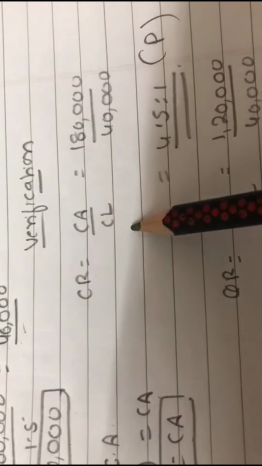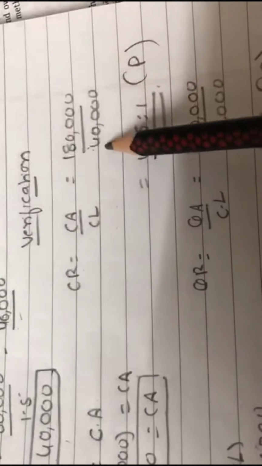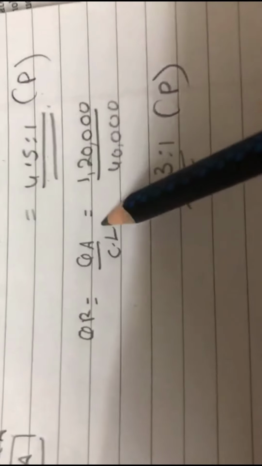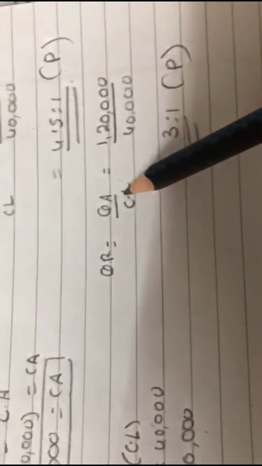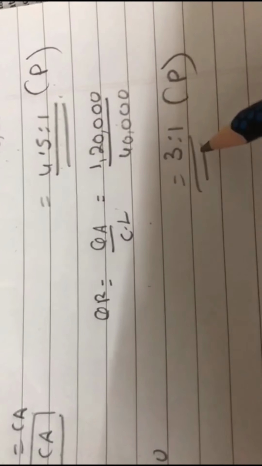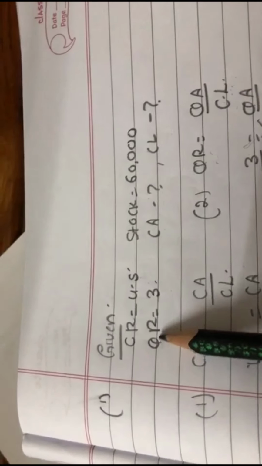Now let us check whether our answer is correct or not. Current ratio is equal to current assets divided by current liabilities. How much is current assets that we have calculated? 1,80,000. So 1,80,000 divided by current liability, how much is current liability? 40,000. 4.5 is to 1. Proved. This is what is given in the problem. Similarly, quick ratio is equal to quick assets divided by current liabilities. So quick assets is 1,20,000, divided by 40,000. It is 3 is to 1. We have proved it. So this is what is given in the problem.